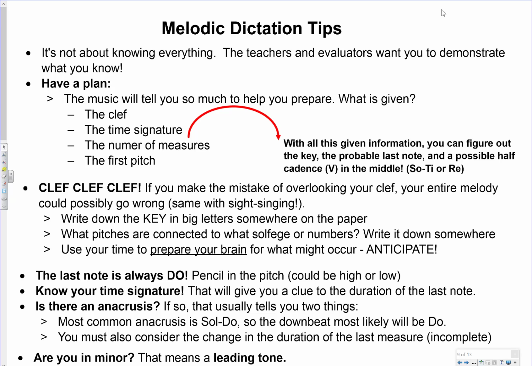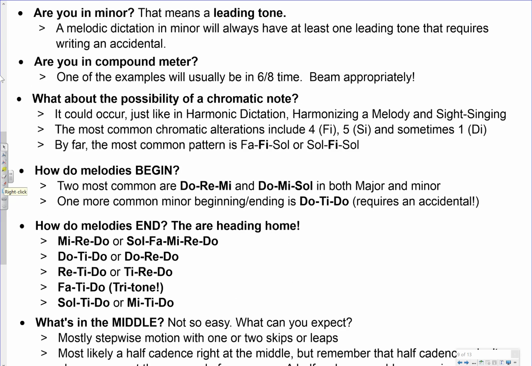Anticipate. Note for melodic dictation that the last note is always do, so pencil in the pitch. But remember, it could be high or low. Know your time signature. That will give you a clue to the duration of the last note. Is there an anacrusis? If so, that usually tells you 2 things. The most common anacrusis is sol to do, so the downbeat most likely will be do. If there's an anacrusis, you must also consider the change in the duration of the last measure. It will be incomplete.